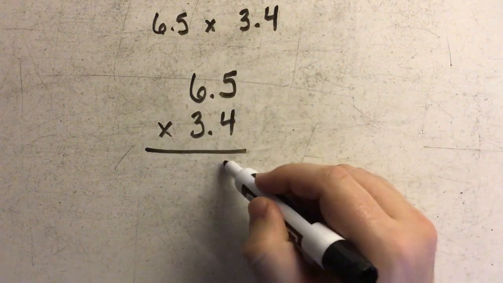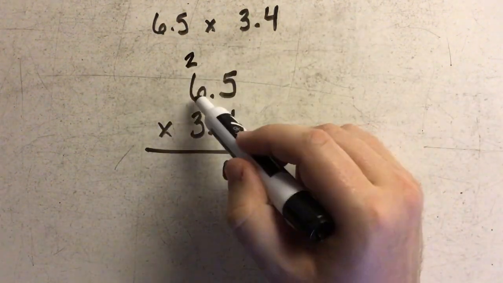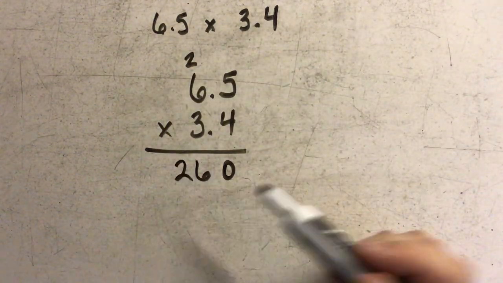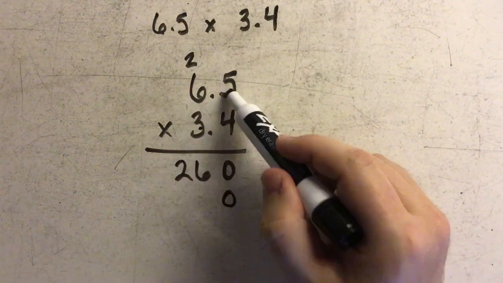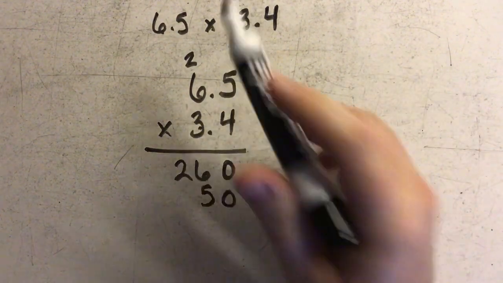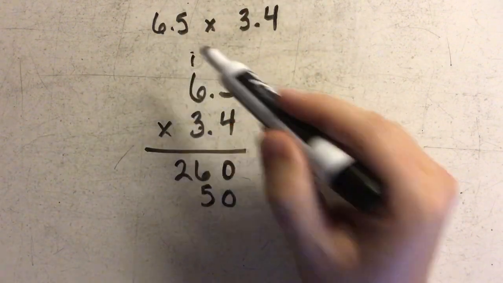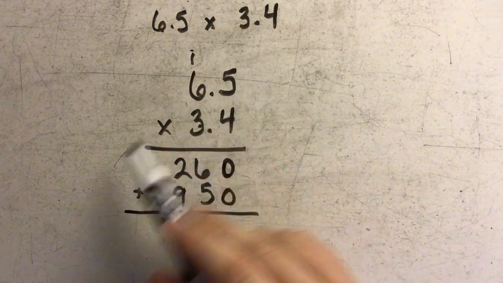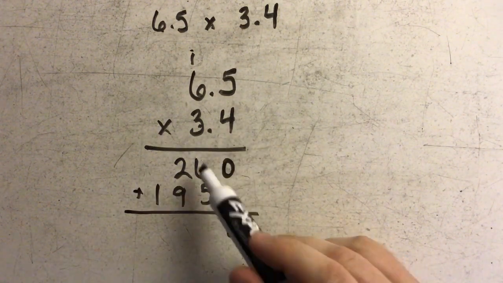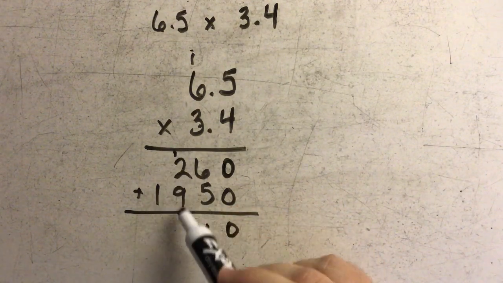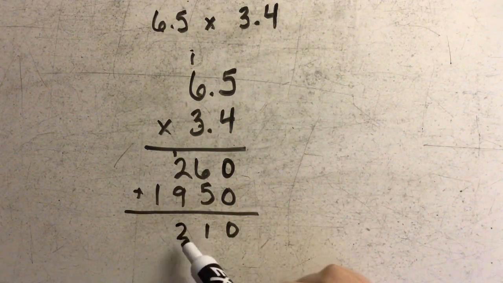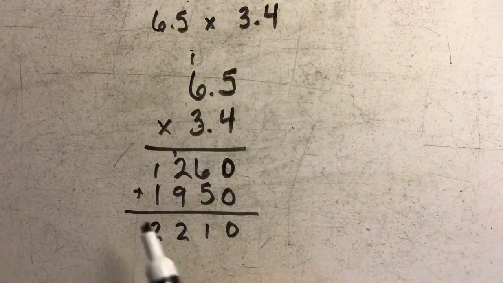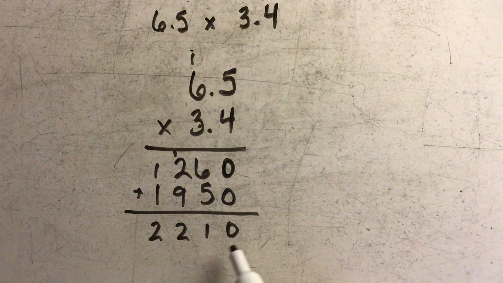So 4 times 5 is 20. 4 times 6 is 24, plus 2 is 26. 3 times 5 is 15. 3 times 6 is 18, plus 1 is 19. And then I'll want to add these two totals together, giving me 0, 1 plus 1 is 2, 2 and 9 is 11, 1, and 1 and 1 is 2. So I come up with an answer that looks like 2,210.